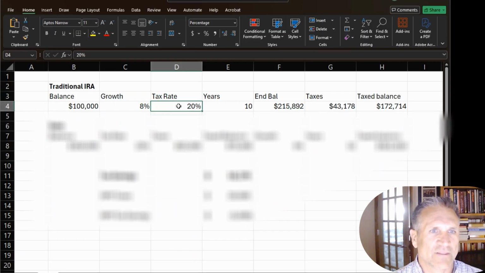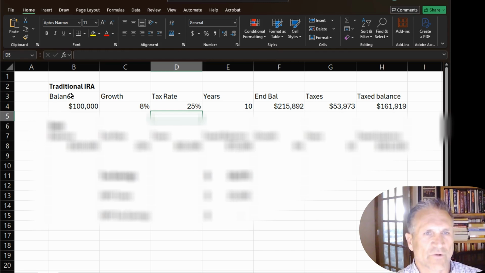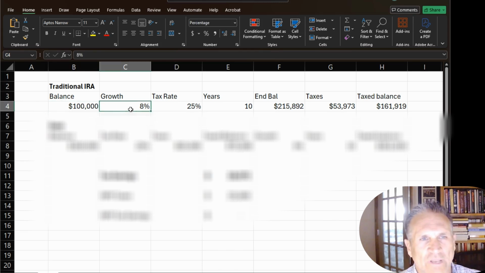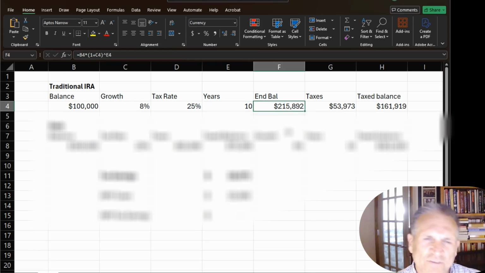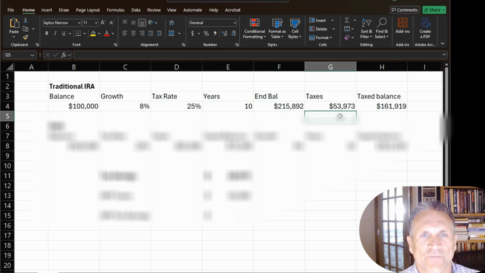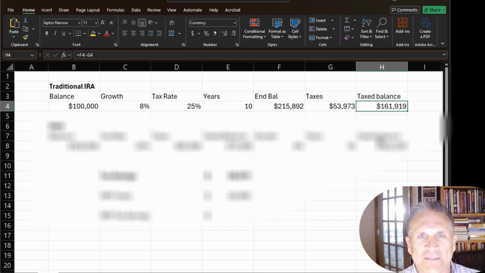Number two, let's just look at an example that measures a traditional IRA being moved into a Roth IRA in single lump sum values and then assessing those values at the end of the period. $100,000 that can grow at 8% over 10 years results in a $216,000 balance, and at 25% has a $54,000 tax bill, ending in a taxed balance, meaning this is what I actually get to keep, of $162,000.